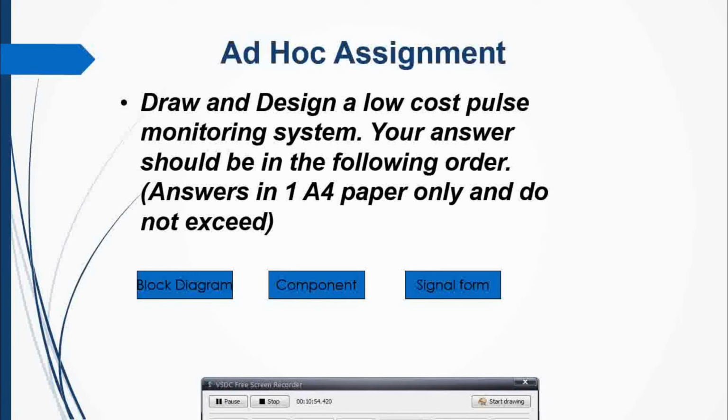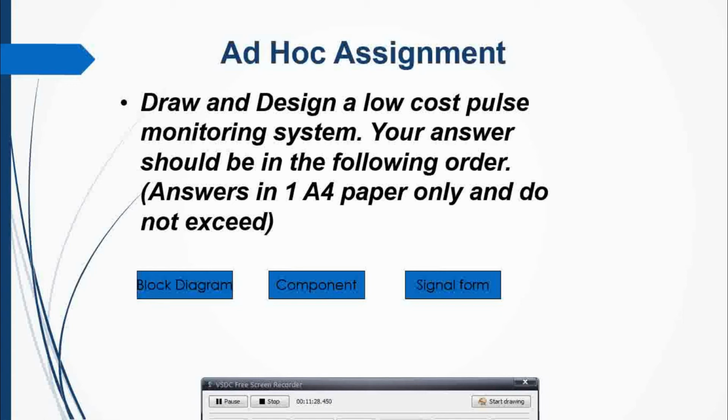Now I have one ad hoc assignment, right? This ad hoc assignment is just to see the technical knowledge and the information that you have gathered so far, right? The first one is very easy. You have to draw and design a low cost pulse monitoring system, right? Pulse monitoring system.